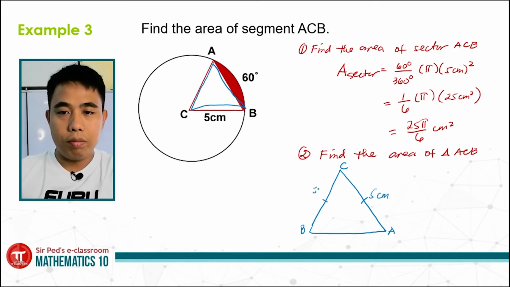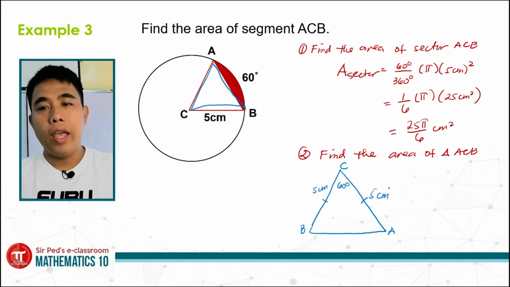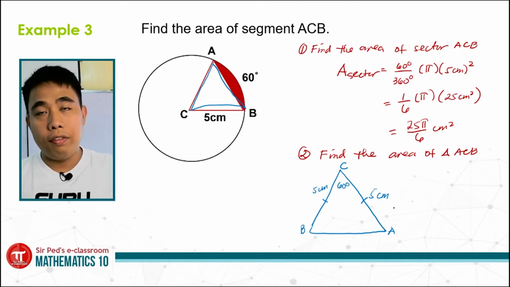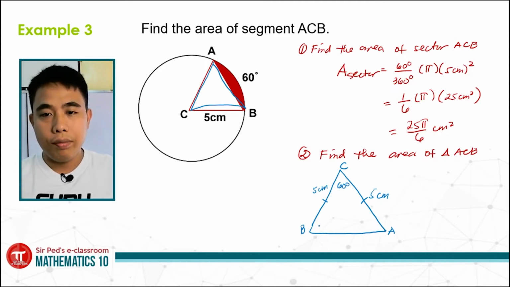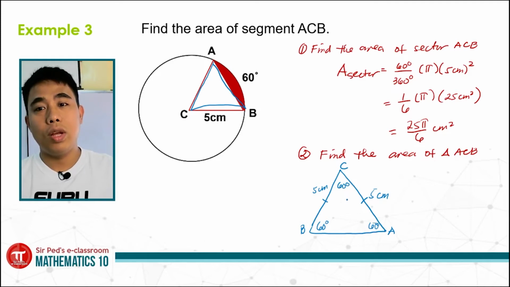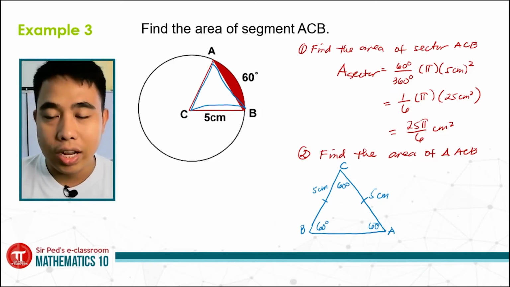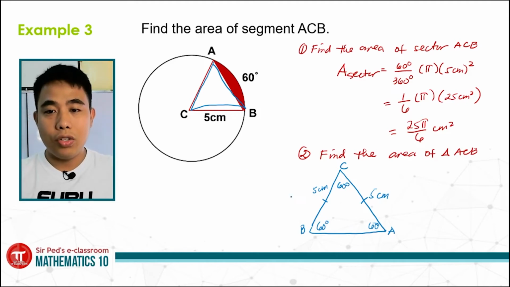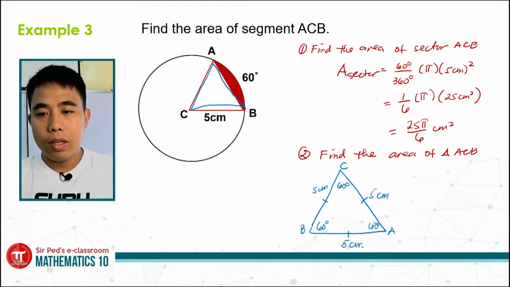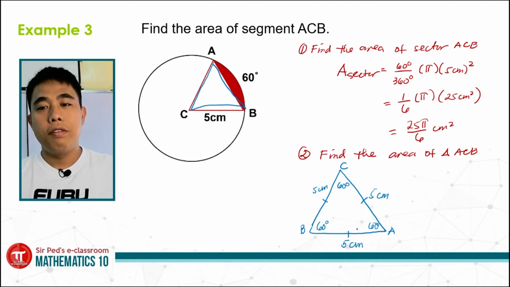So that will be 5 centimeters. And the central angle is 60 degrees. And take note that if it is an isosceles triangle, then the base angles are also congruent. Since 60 yan, then 180 minus 60, that is 120 divided by 2, so 60 and 60. So it will become an equilateral or equiangular triangle, and an equiangular triangle is also an equilateral triangle. So the base will become 5 centimeters.